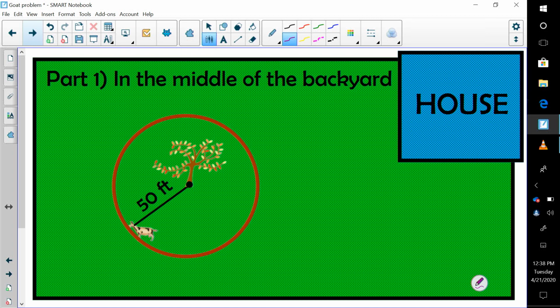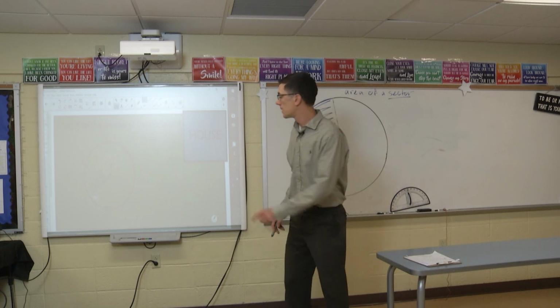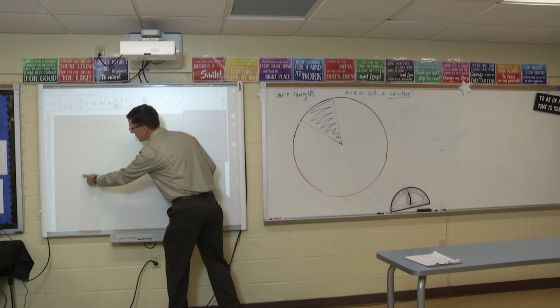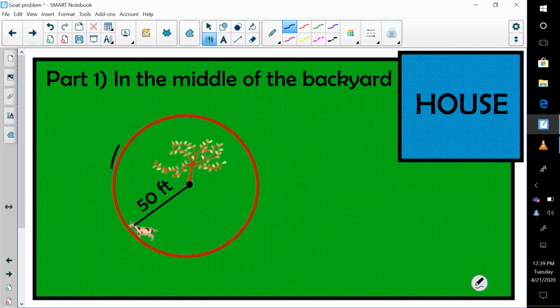So we're going to move on to part one, where Pumpkin is placed in the middle of the backyard, circling around a tree. The rope that's attached to Pumpkin is 50 feet long. He can graze anywhere inside this circle. So we want to find the area of the region that Pumpkin can graze in.